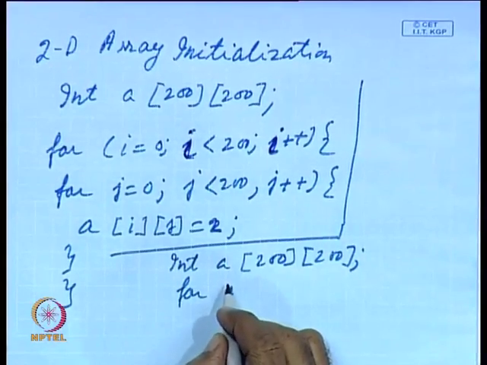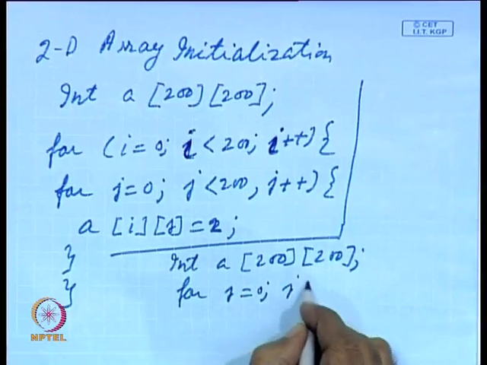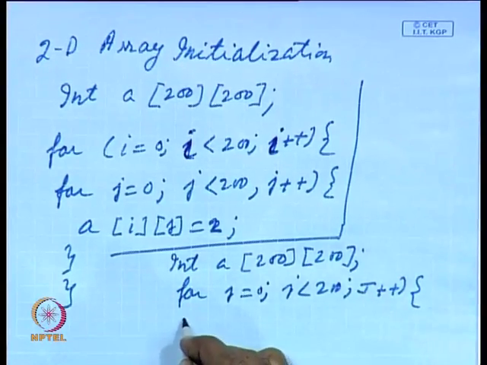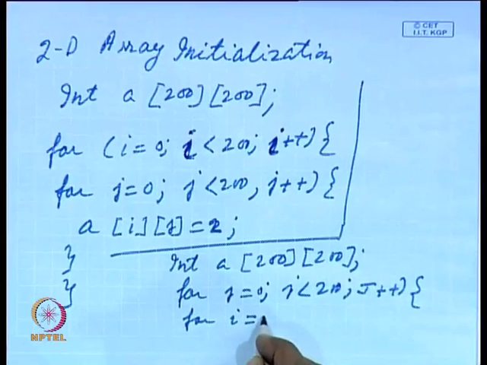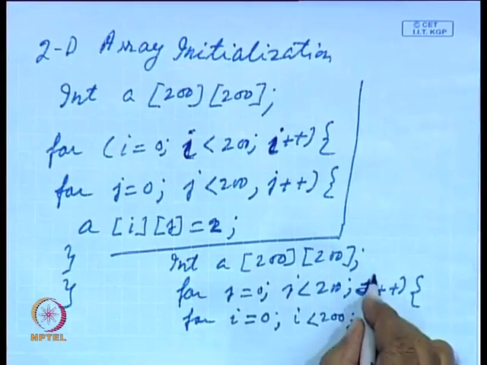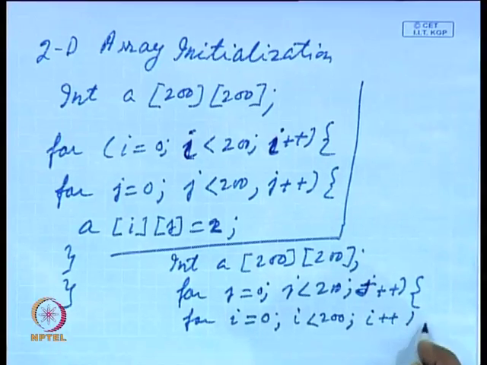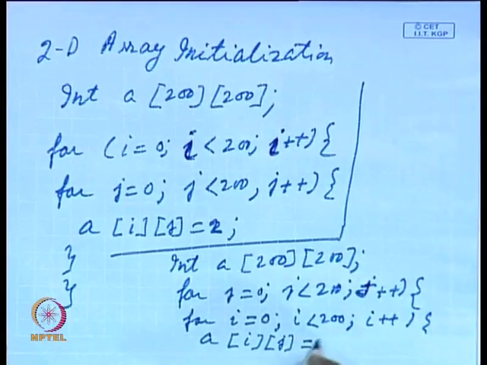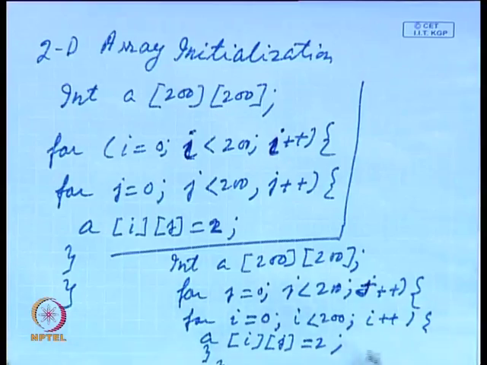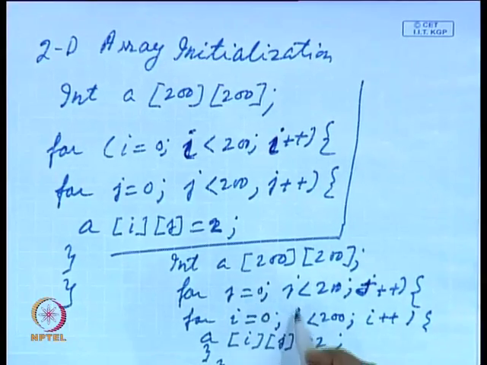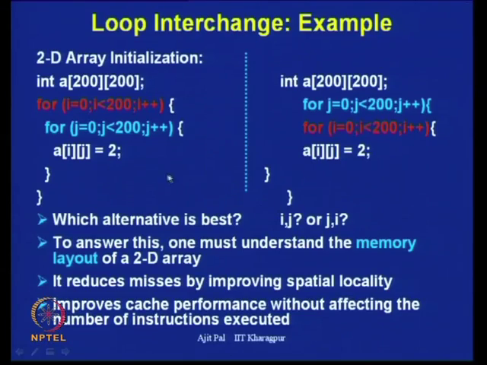Earlier it was i, for here it is j equal to 0, j less than 200, j plus plus. Then you have changed the order: here it is i equal to 0, i less than 200, i plus plus, and then a[i][j] equal to 2. So in this case, earlier j was nested in i, now i is nested in j. Because of this, there will be a lot of changes. The question arises: which one will give you a better result?